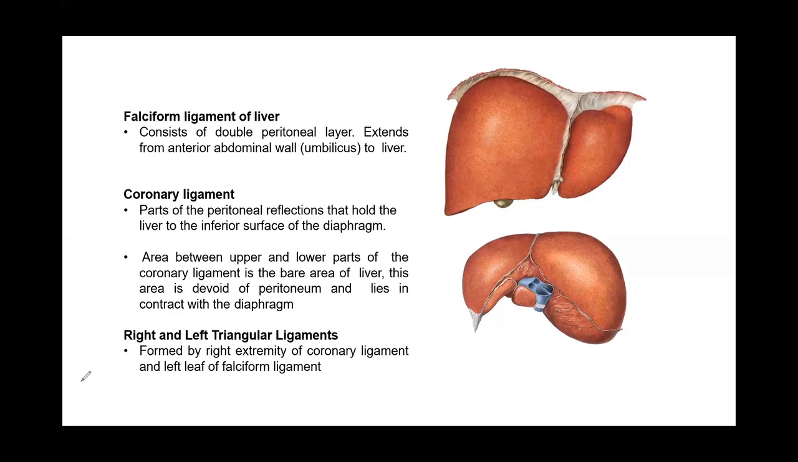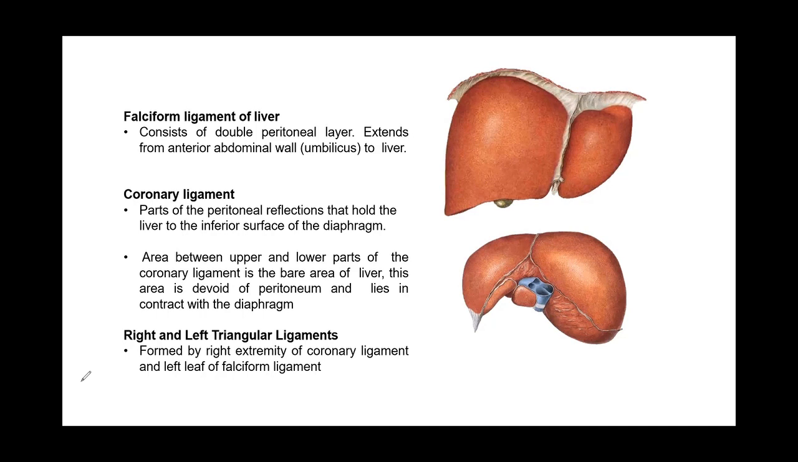Now you should know it has two layers: one on the anterior part or the upper part of the diaphragm, and a more posterior part. In between these two layers, there is no peritoneal covering. The area between the upper and lower part of the coronary ligament is the bare area of the liver. This area is devoid of peritoneum and lies in contact with the diaphragm.